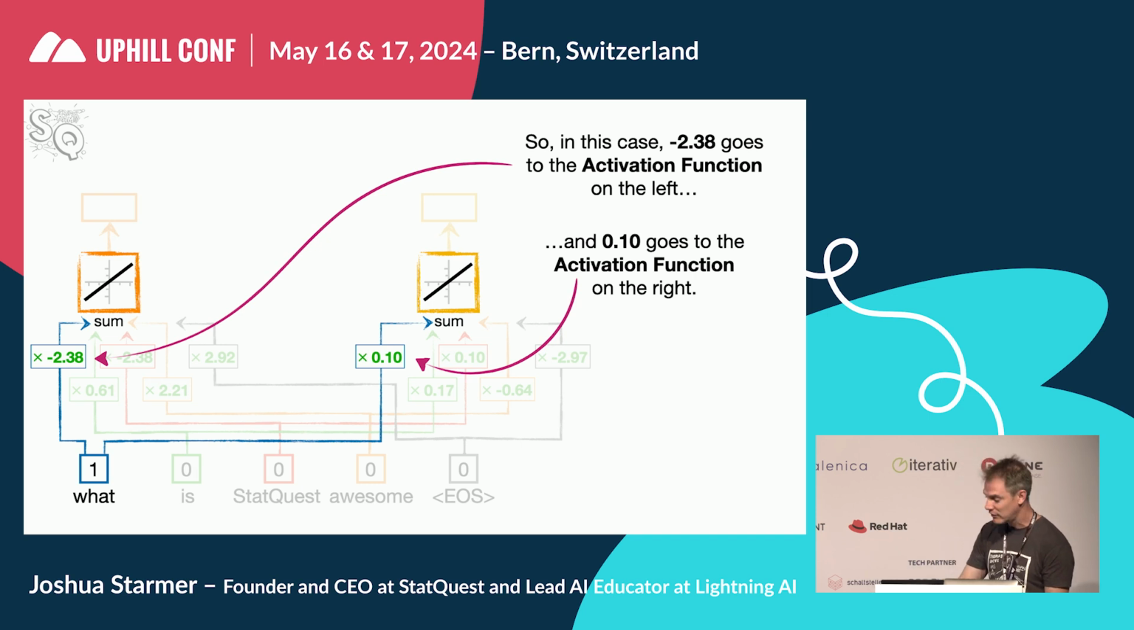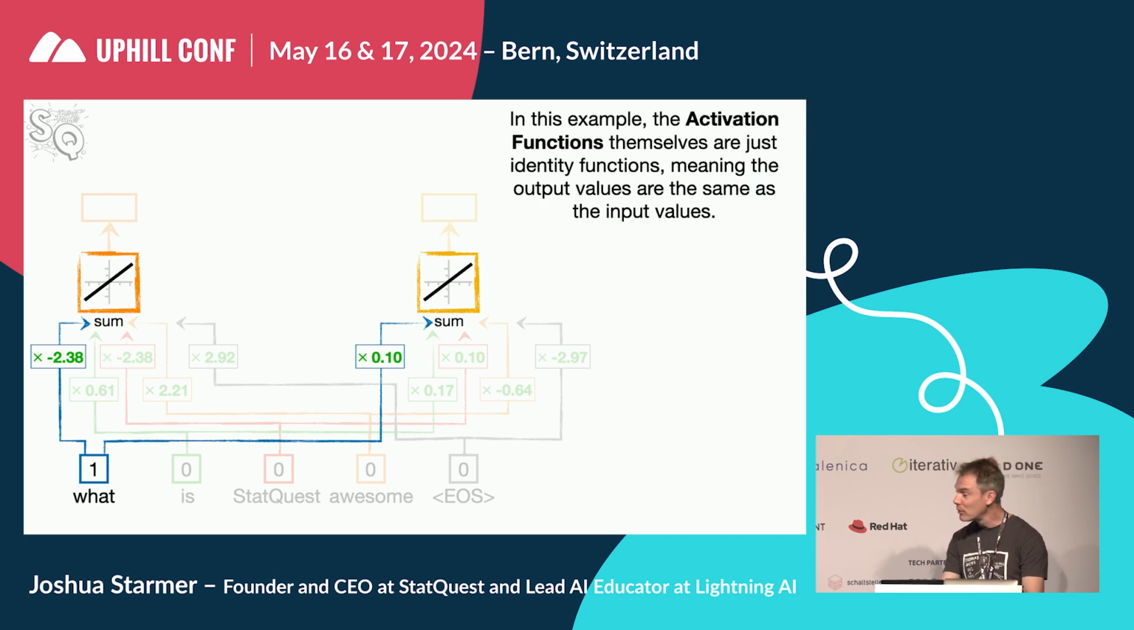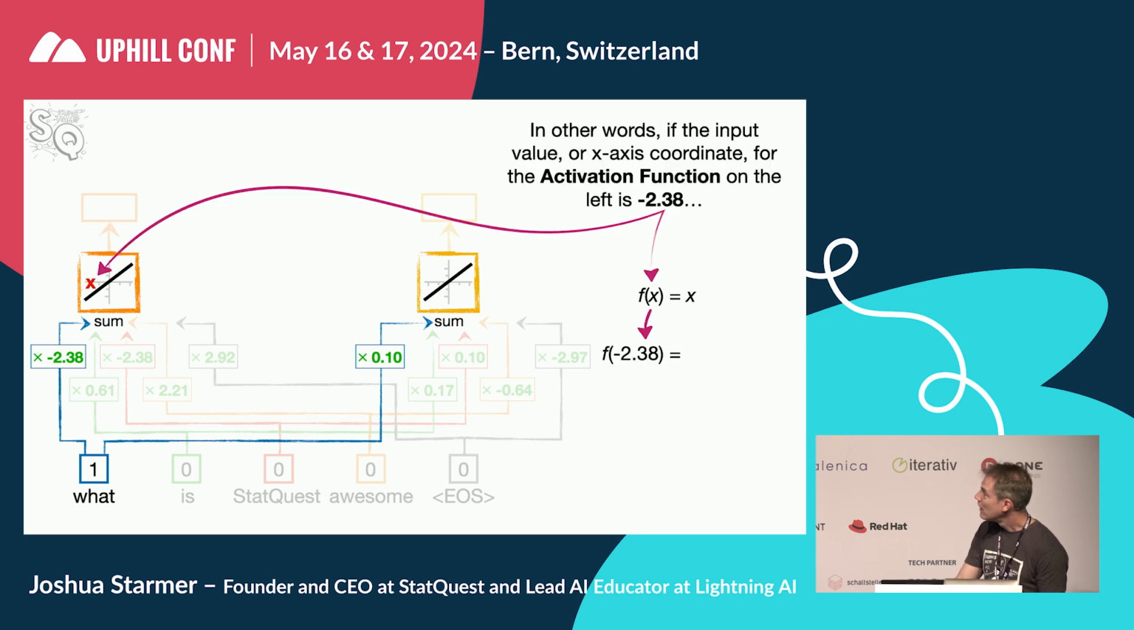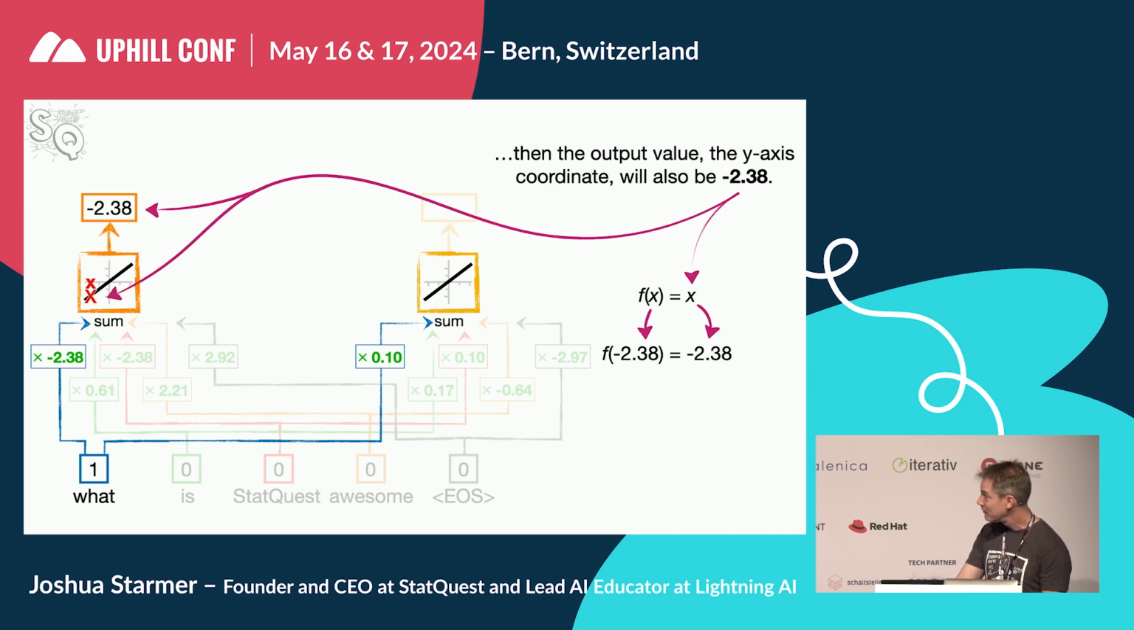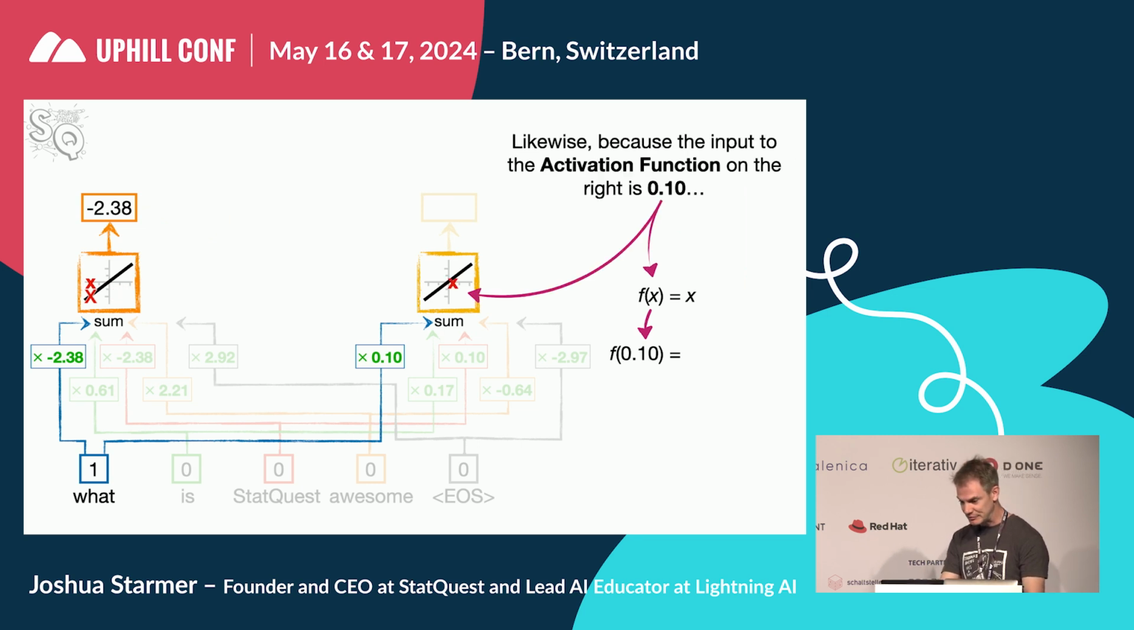In this example, the activation functions themselves are just identity functions, meaning the output values are the same as the input values. So this is pretty tough math too. In other words, if the input value or x-axis coordinate for the activation function on the left is negative 2.38, then the output value, the y-axis coordinate, will also be negative 2.38.